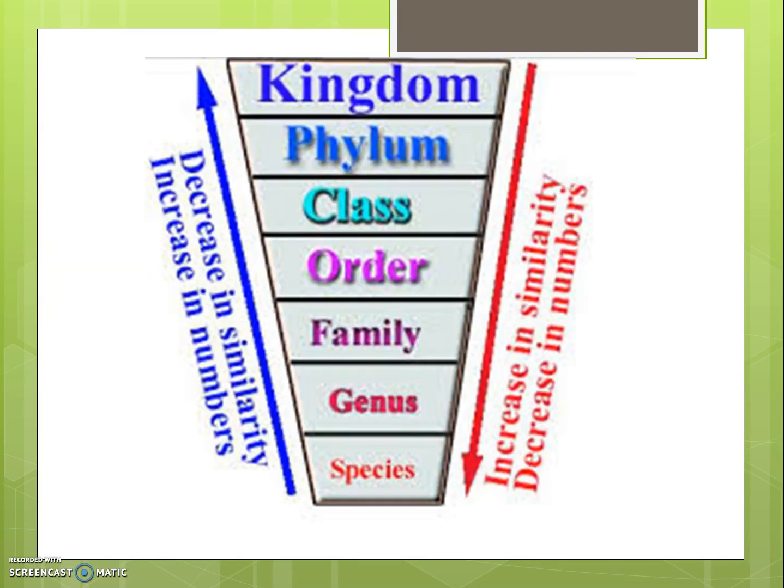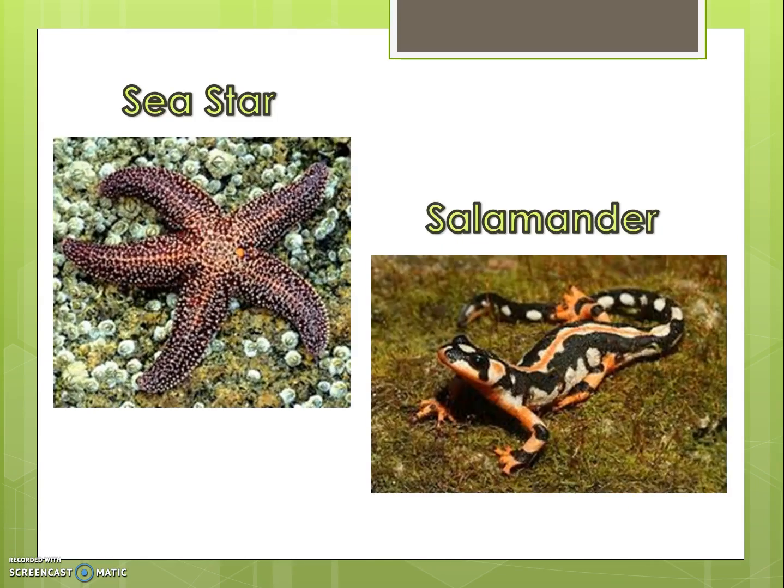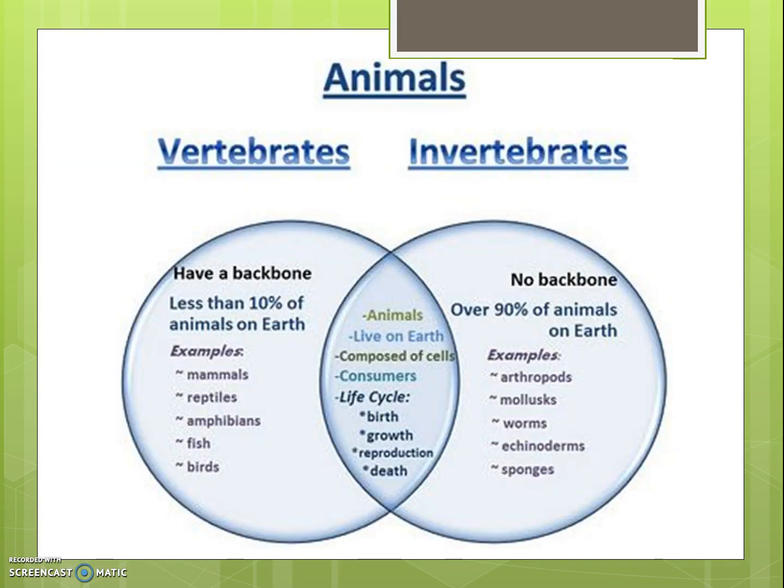Each kingdom is divided into 2 or more phyla, or phylum for singular. All members of a phylum share one or more important characteristics or structures. For example, the sea star and the salamander are both in the animal kingdom. However, salamanders have a backbone, but sea stars do not. The salamander and other animals with backbones are classified in the same phylum called vertebrates. The sea star and other animals without backbones belong to the other phyla called invertebrates.